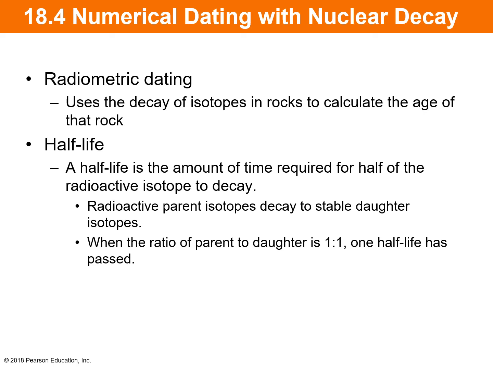A half-life is the amount of time required for half of the radioactive isotope to decay. So radioactive parent isotopes, the isotopes that originally exist, decay to stable daughter isotopes over time. And when the ratio of parent to daughter is 1:1, one half-life has passed, because at that point 50% of the atoms within that sample are now the more stable form rather than the more unstable form that is being decayed from.